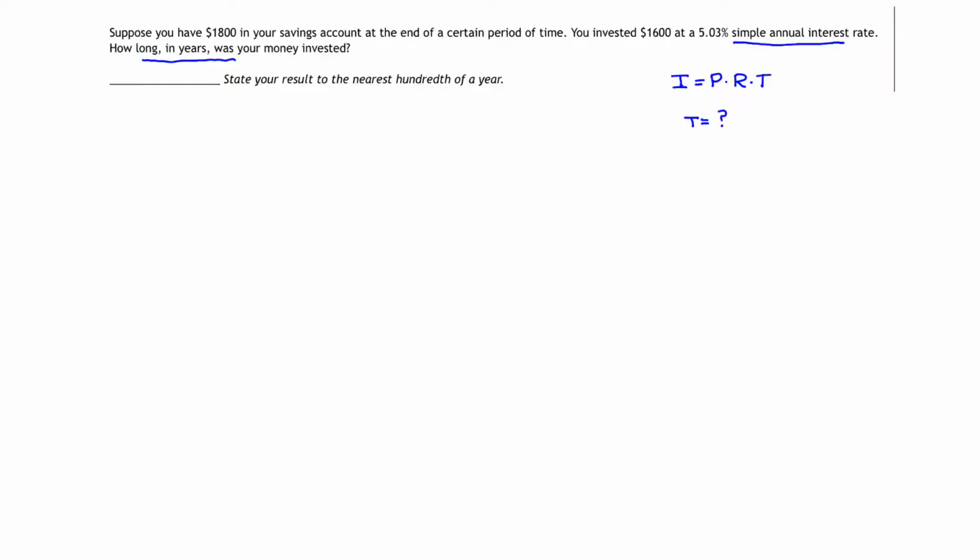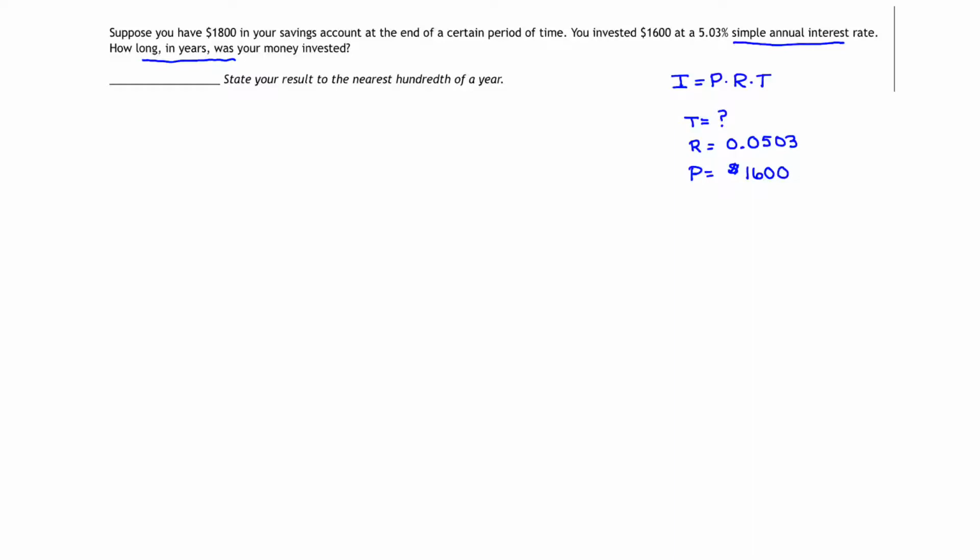That's our unknown. We do know our interest rate. Our interest rate is 5.03%, or if we like, 0.0503. We know our initial principal as well. Our initial principal is $1,600.